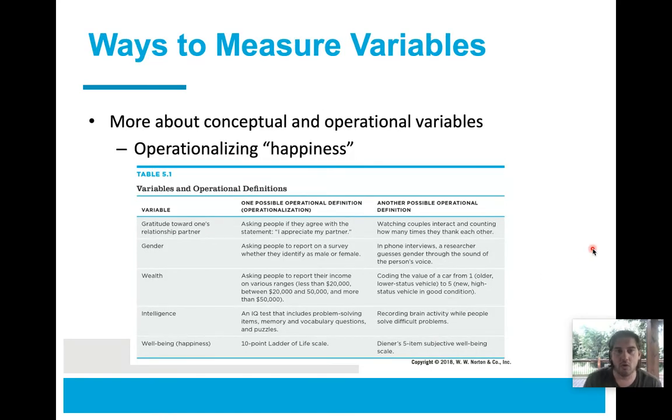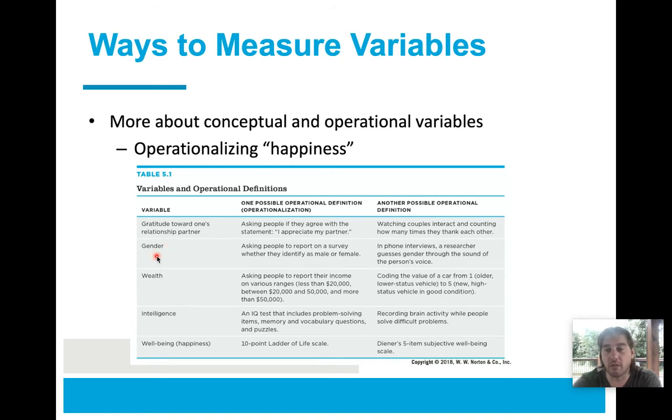Okay, so one of the first issues in measurement is something we've already talked about, which is operationalizing our variables. And operationalizing really is the process of going from a conceptual variable to a real physical measurement. So as we discussed before, there are often many different ways that we can operationalize a given variable. Here are just a couple examples.